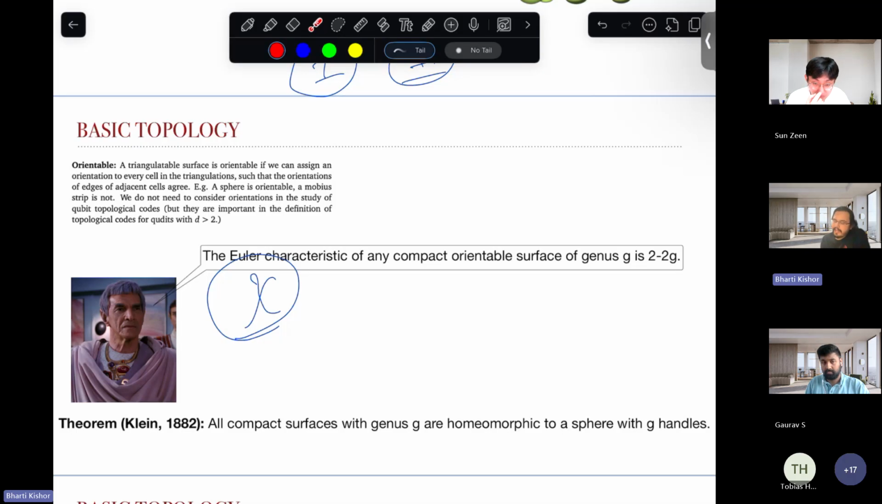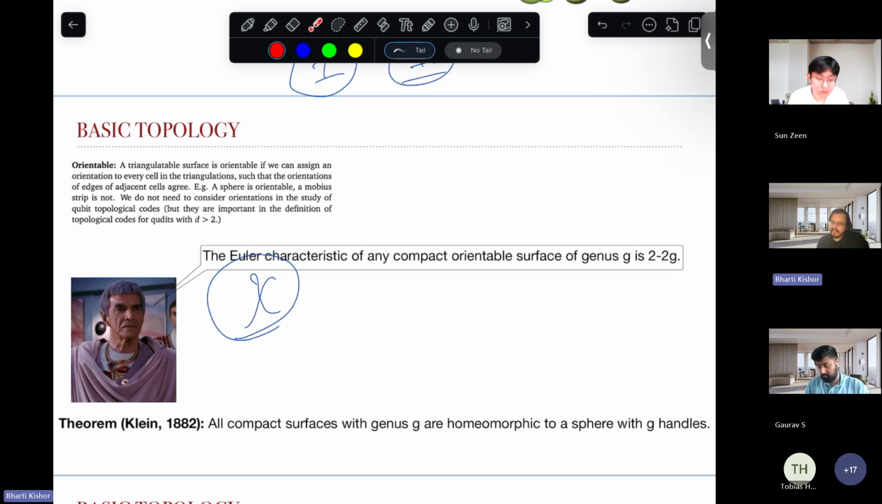So for every compact orientable surface of genus G, the Euler characteristic is 2 minus 2G. And Klein in 1882, which is almost 150 years ago, had shown that all compact surfaces with genus G are homeomorphic. So we know homeomorphic, we know genus, and we know a sphere with G handles. So what they've shown is that you just need to count how many handles it has, and that will give you a lot of insights.